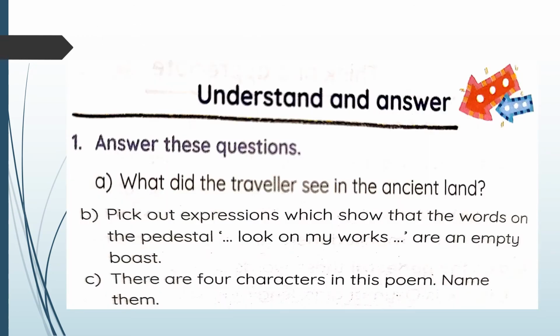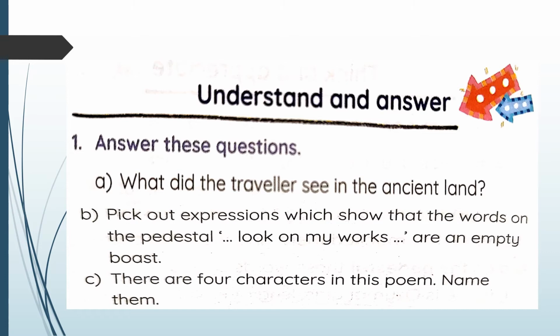Now come to the textual exercises, children. Understand and answer. The first question is, what did the travelers see in the ancient land? So we can answer, the travelers saw two vast and bodiless legs of stone in the desert. He also saw a shattered face of the statue lying near the sand.